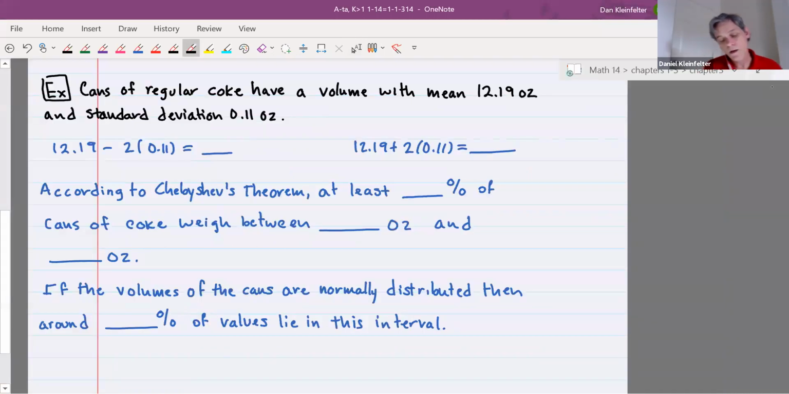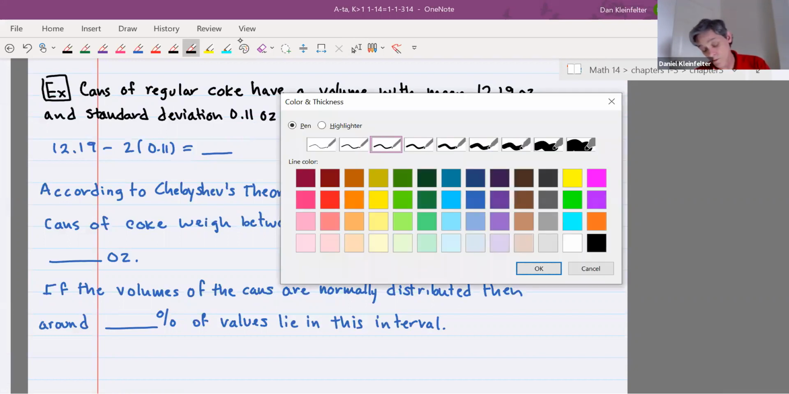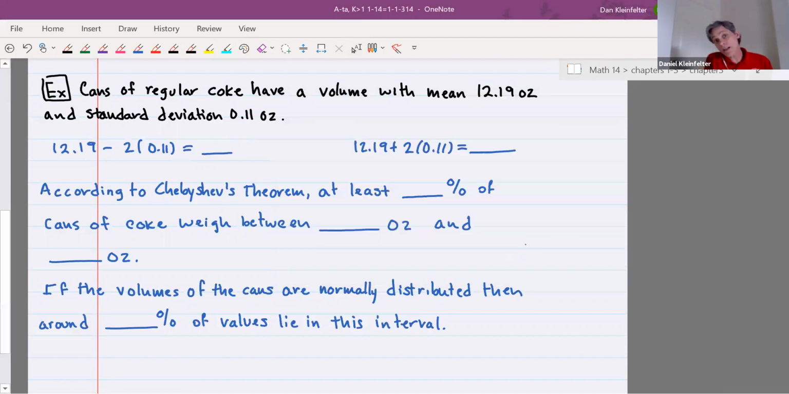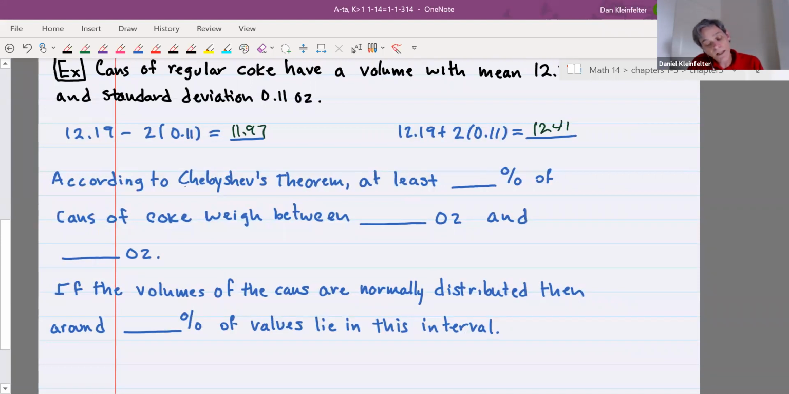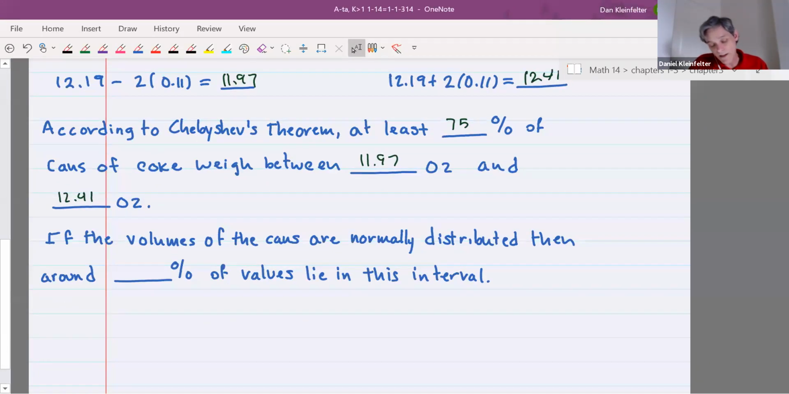Okay, so let's see that. Cans of regular Coke have a volume in this sample with a mean of 12.19 ounces and a standard deviation of 0.11 ounces. So 12.19 minus 2 times 0.11 is 11.97. And then let me add the 2 standard deviations to it. That's 12.41. So according to Chebyshev's theorem, with 2 standard deviations, at least 75% of cans of Coke have volumes between 11.97 and 12.41 ounces. I should say their volumes, not their weight, but that's okay.